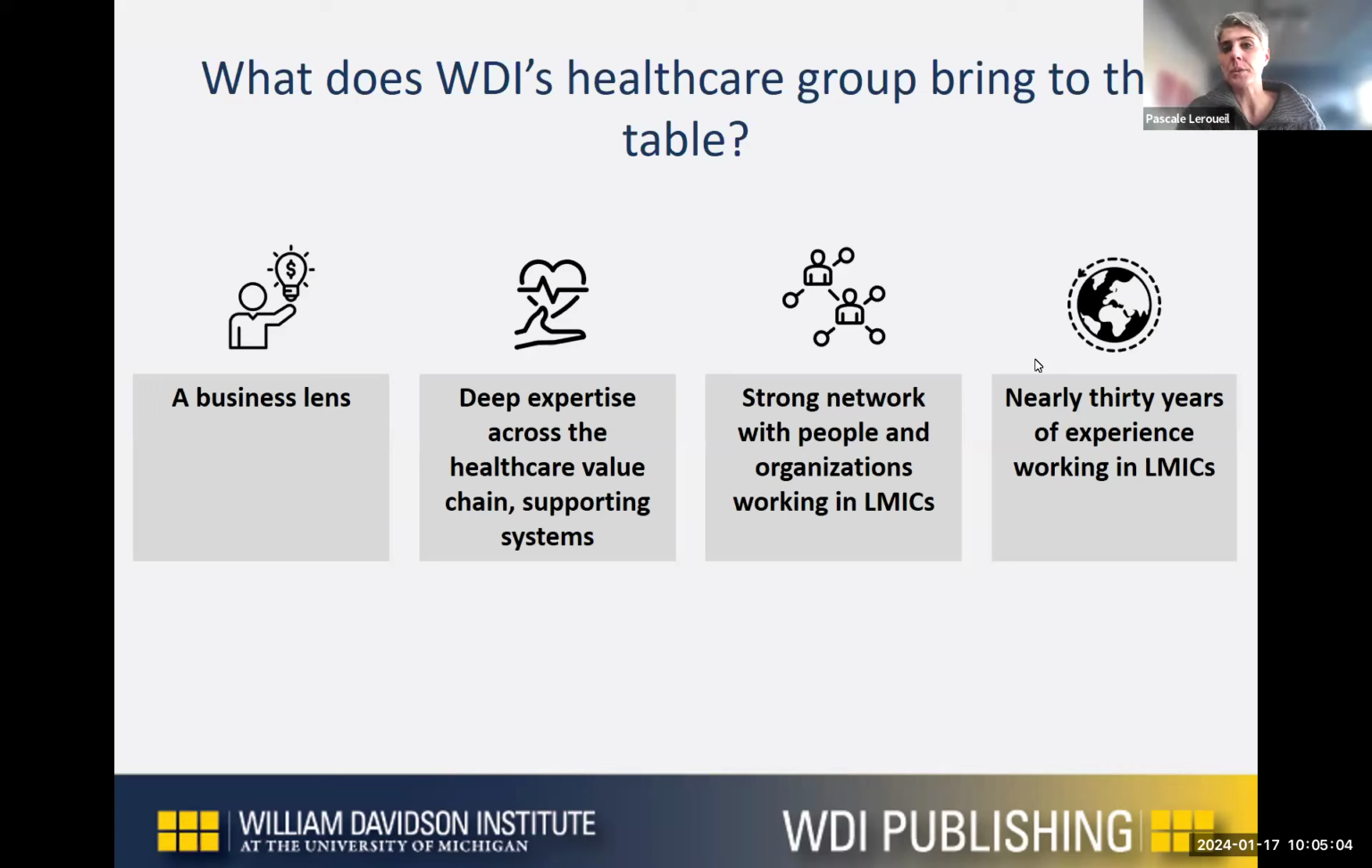The third is a strong network with people and organizations working in LMICs. And when I say organizations here, I'm talking about donors, for-profit and nonprofit organizations that are both in the countries that we're working in, as well as outside of those countries, so in OECD countries. We also have a very strong network within the University of Michigan, not surprisingly, so we can draw on the expertise of world-class researchers across the different disciplines within the university.